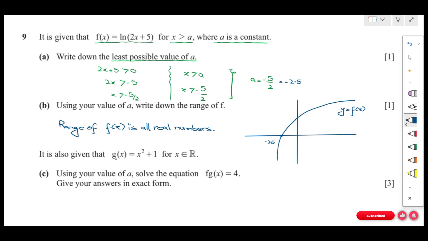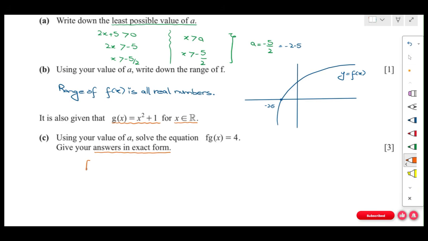It is also given that g of x is a quadratic function for x belonging to the real numbers. Part C: use your value of a to solve the equation f g of x equals 4. Give your answers in exact form. There must be more than one answer, right? So f of g of x would be equal to 4.